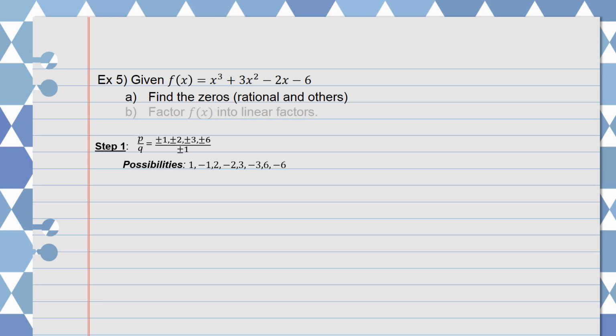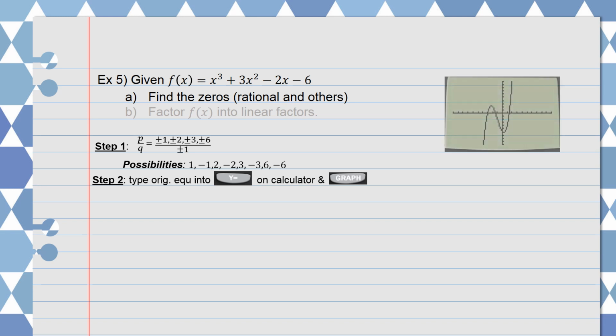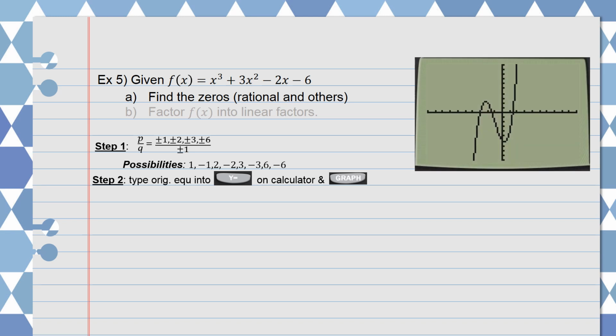These are not guaranteed. So from here, step 2 is we type the original equation into your y equals screen on your calculator and then click graph. We're going to let the graph help narrow down from our list. So take a moment now to graph this on your calculator. Hopefully your graph looks something similar to mine. Now that we have the graph, we analyze it. What values from the list appear to be x-intercepts on the graph?